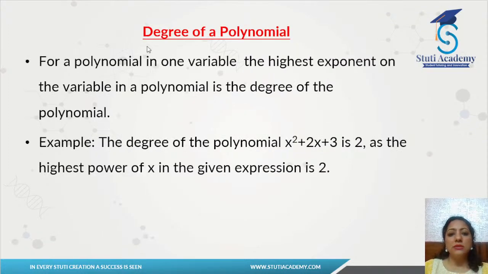Now also we had discussed yesterday the degree of the polynomial. For a polynomial in one variable, the highest exponent on the variable is the degree of the polynomial. Like in this case we have x squared plus 2x plus 3, the variable having the highest power gives the degree of the polynomial. In this case we have the highest power as 2, so the degree of this polynomial is 2.